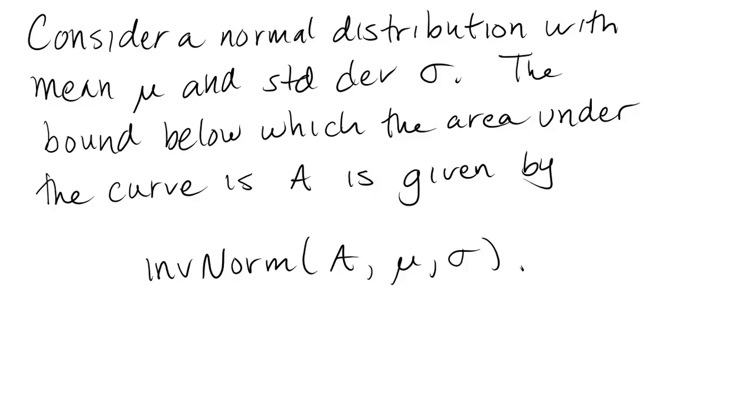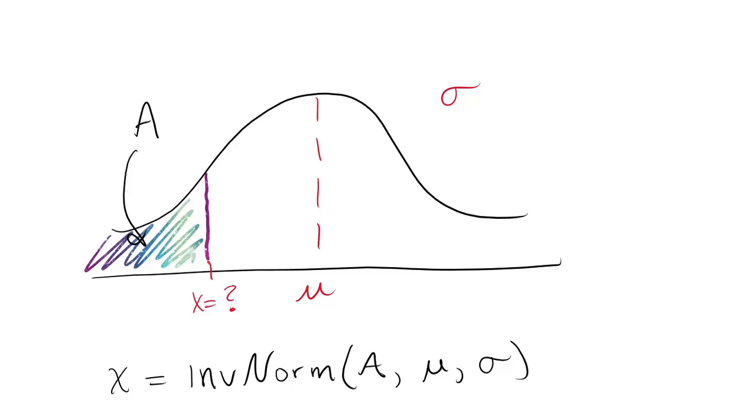What does that mean? Well, let me draw you a generic picture here. When we say the bound below which the area is A, we mean given this bound, the area to the left below that x value is A. If we know the area to the left is A, then invNorm of that area, comma the mean, comma the standard deviation, will give you that bound. It will tell you what the value of the variable has to be in order to capture that much area on the left side.